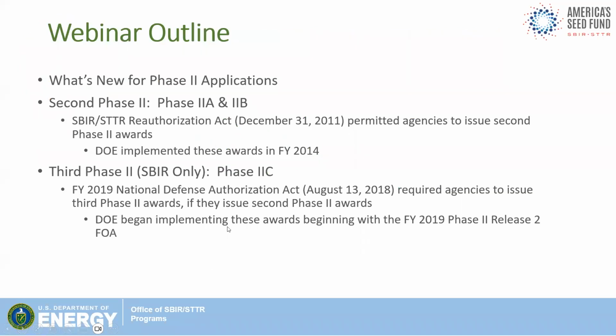First of all, I'm going to start with what's new in the Phase 2 application process. Then I will cover the second Phase 2 award, 2A, 2B, and then I will cover the specifics of the third Phase 2 award, which is for SBIR only, Phase 2C. We began implementing the second Phase 2 awards in fiscal year 2014, and we began implementing the third Phase 2 awards in fiscal year 2019 with the second Phase 2 release.